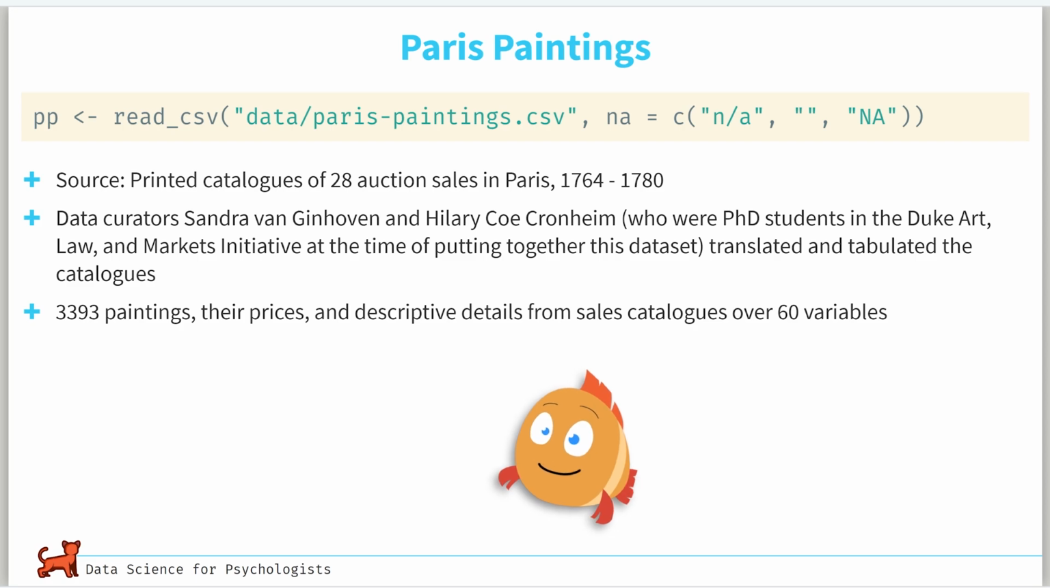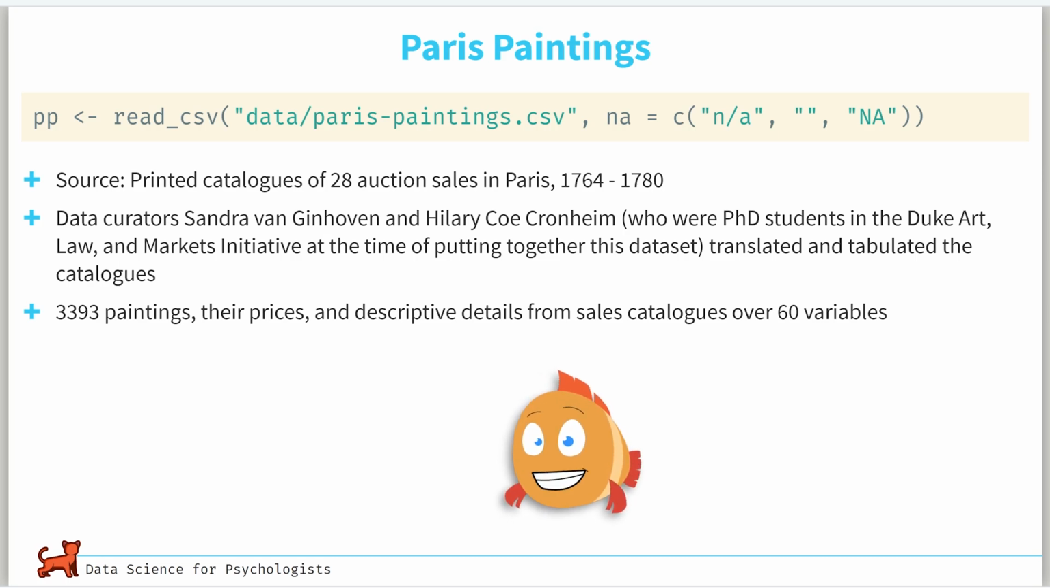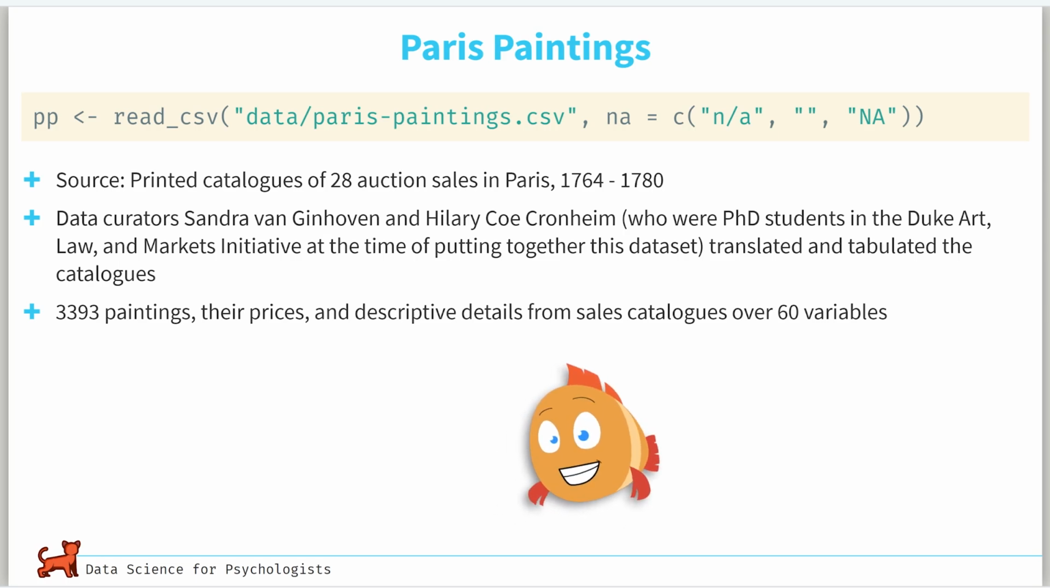Cool. So I'm going to read in this printed catalog data that you are welcome to download. It's on the website. It essentially catalogs 28 auction sales from Paris at the end of the 18th century. Now the data curators are Sandra von Gilhoven and Hilary Koch-Kronheim. They were PhD students in the Duke Art Law and Markets Initiative at the time that this data set was put together. They translated and tabulated the catalogs.